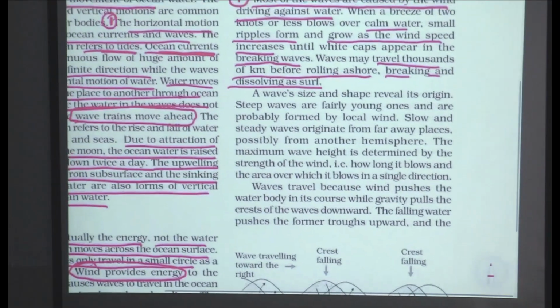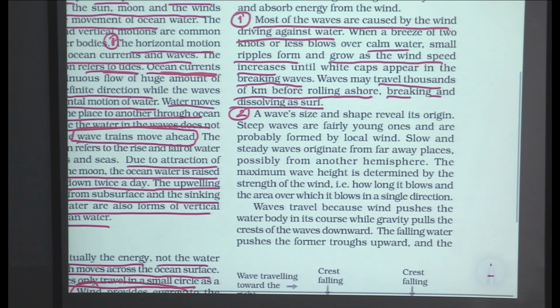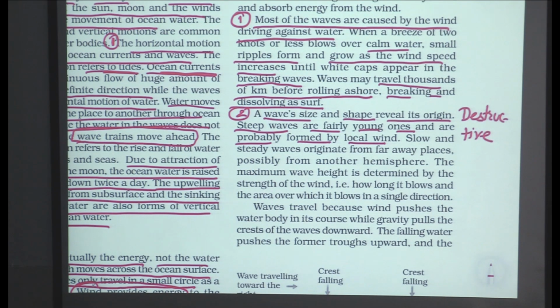Then it reads, 2. The wave size and shape reveal its origin. Steep waves are fairly young ones and are probably formed by local winds. And note it, if I take steep waves, can I call them destructive as we have seen in the image? Yes, we can. Then the slow and steady waves originate from faraway places, possibly from another hemisphere. The maximum wave height is determined by the strength of wind, and this again we are correlating to. So slow moving will be constructive, that we can easily correlate.